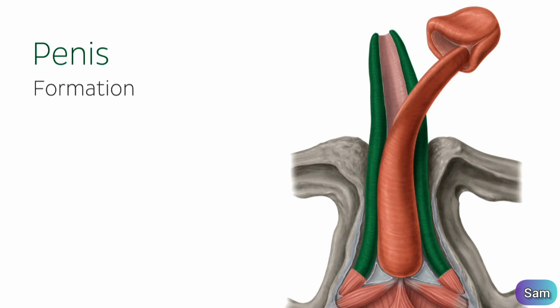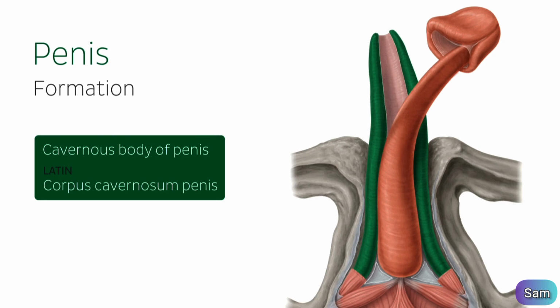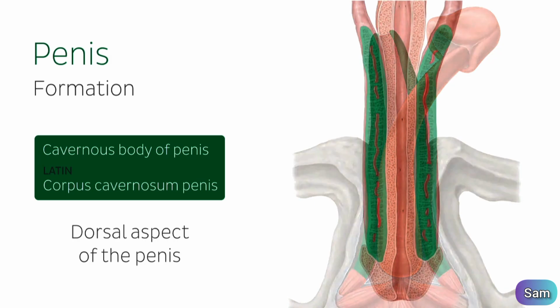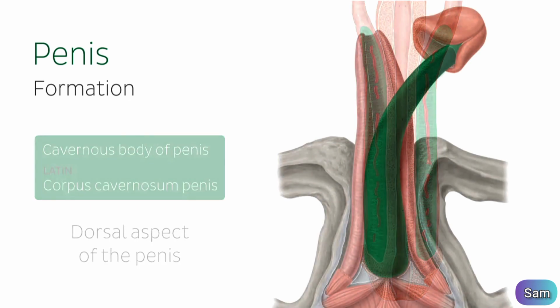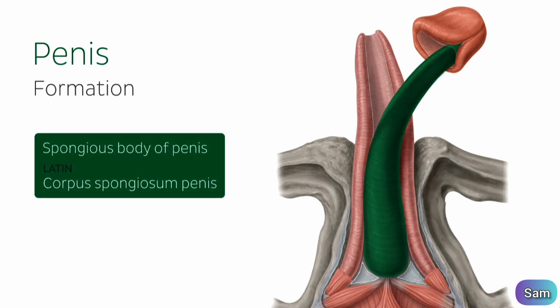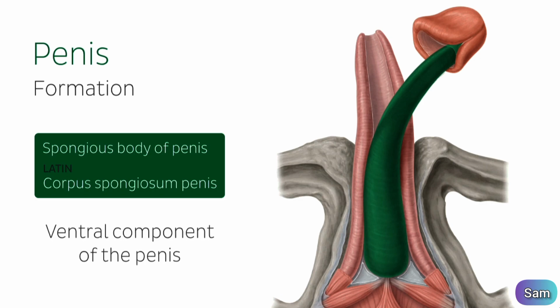The bilateral corpora cavernosa, known singularly as the cavernous body of the penis or the corpus cavernosum, make up the largest portion of the penis. They come together with the corpus spongiosum to form the dorsal aspect of the penis. In this cross-sectional image, we can see the two corpora cavernosa on either side of the corpus spongiosum. The other erectile body, the corpus spongiosum, also known as the spongious body of the penis, lies in the midline and makes up the ventral component of the penis.